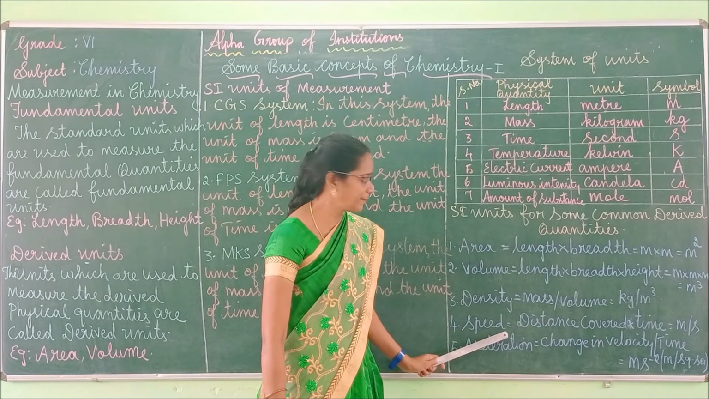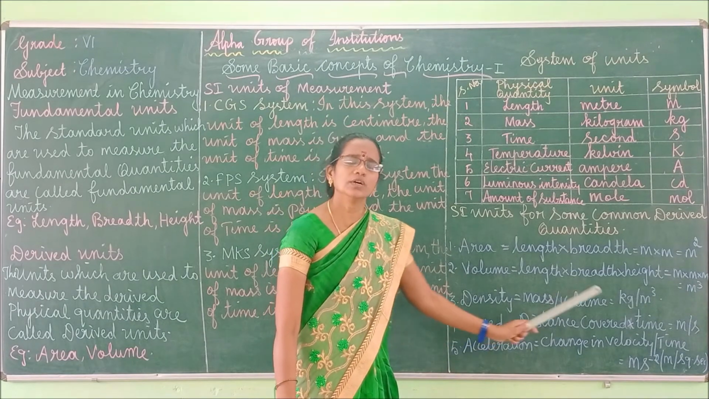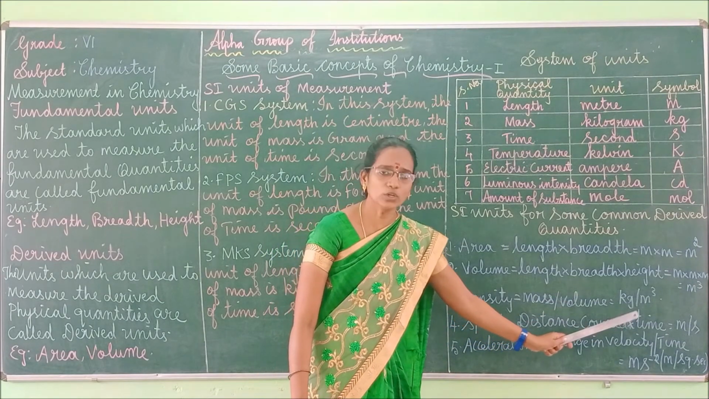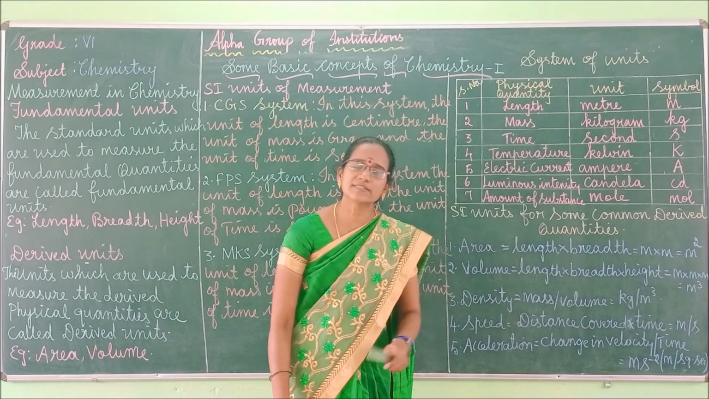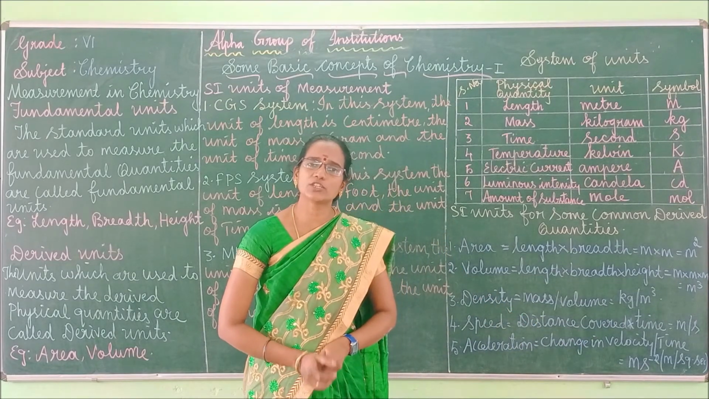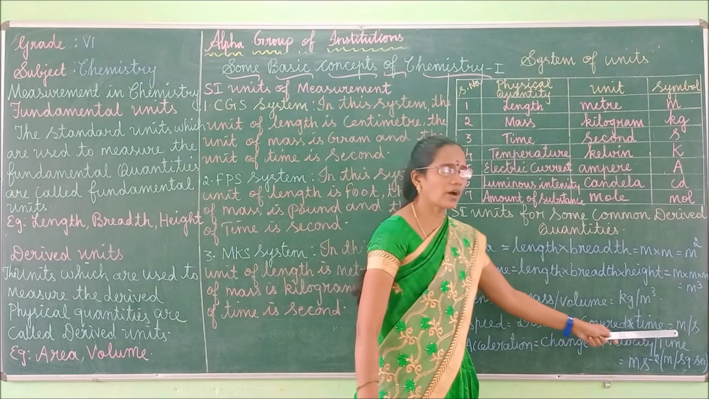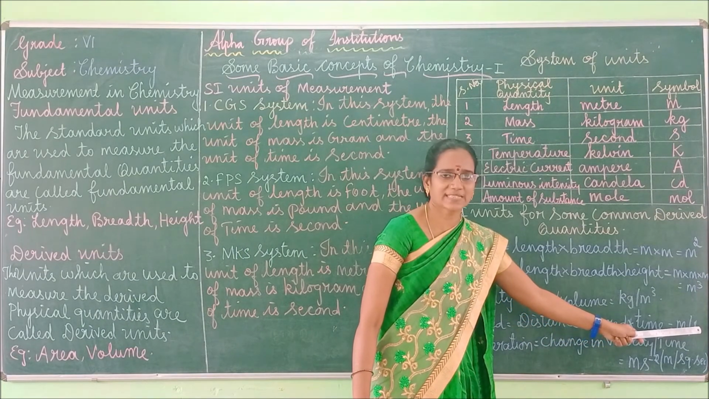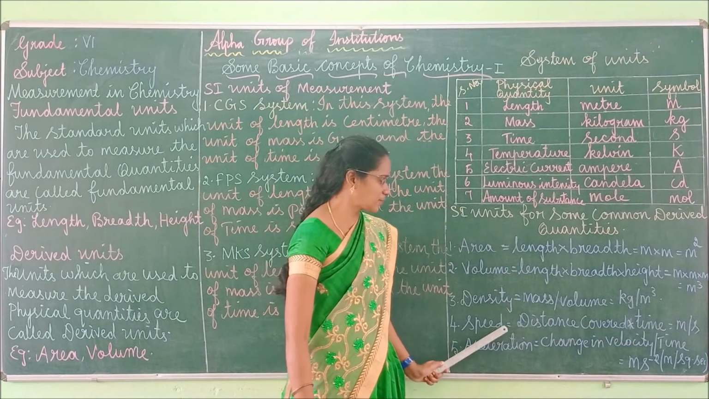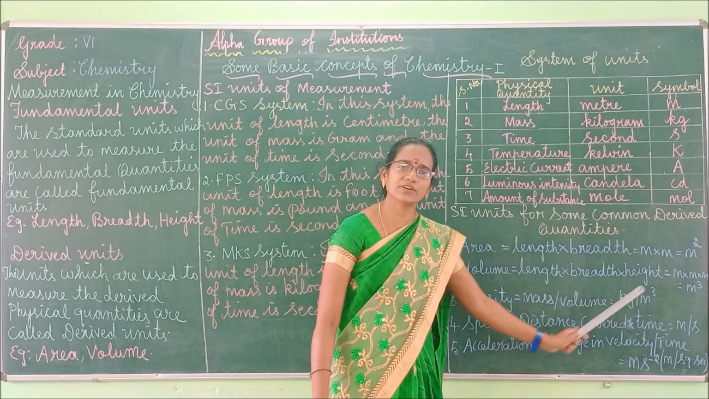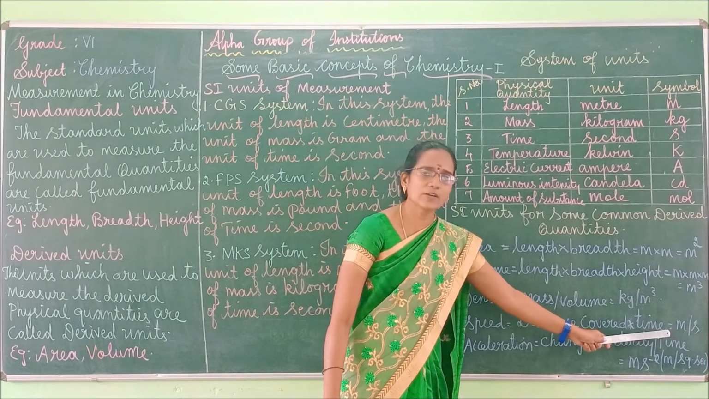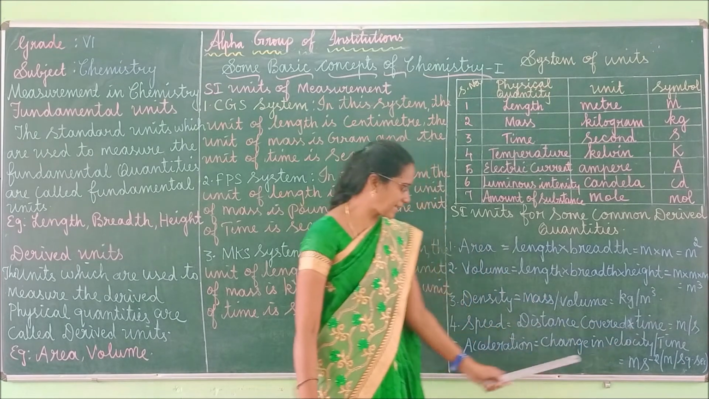Next one is speed. Speed is equal to distance covered by time taken. So its unit is meter per second. Okay. So speed is equal to distance covered by time taken, that is equal to meter per second.